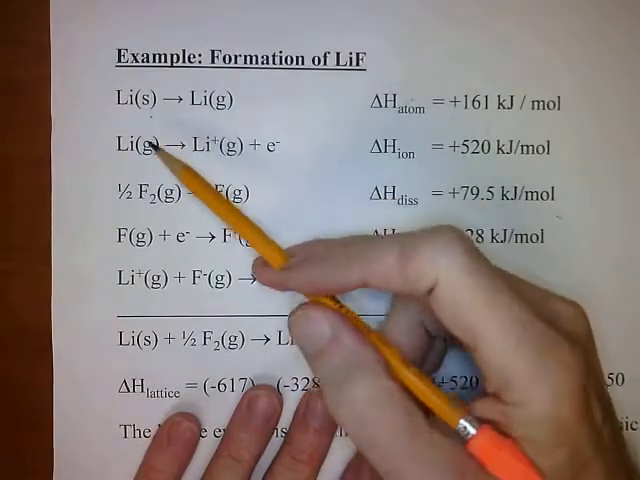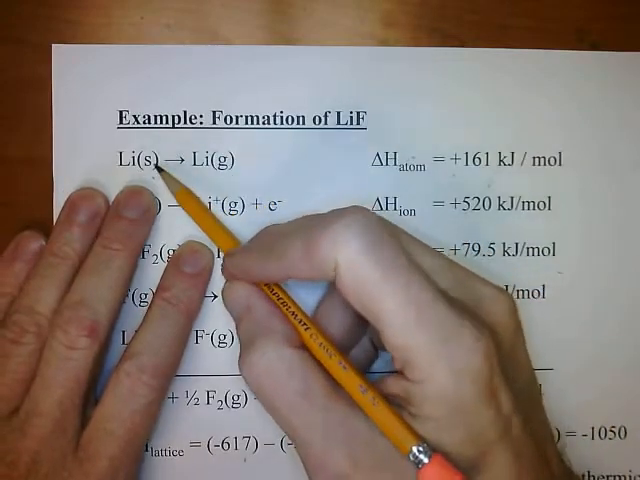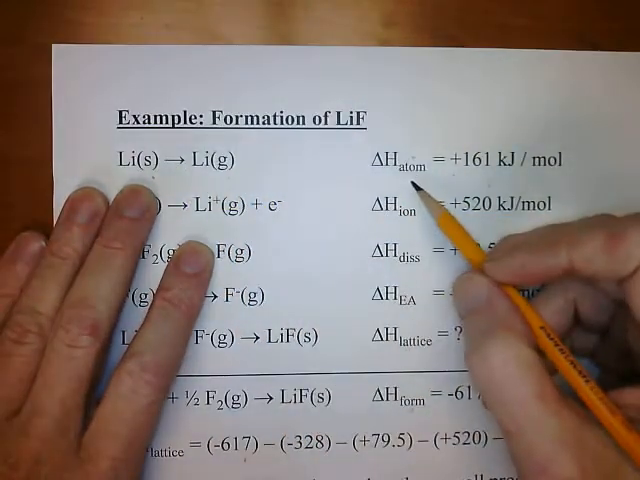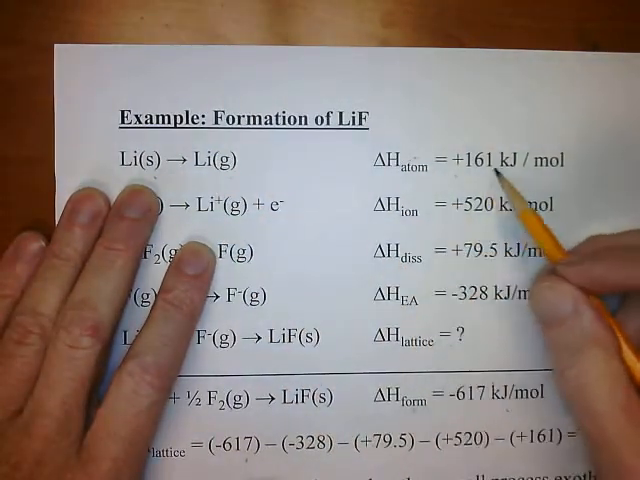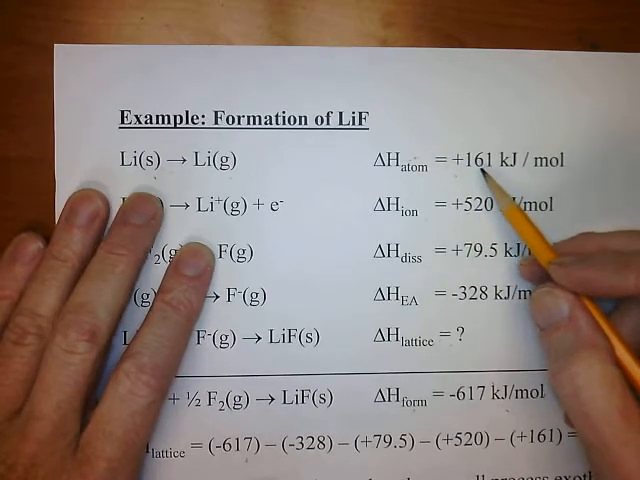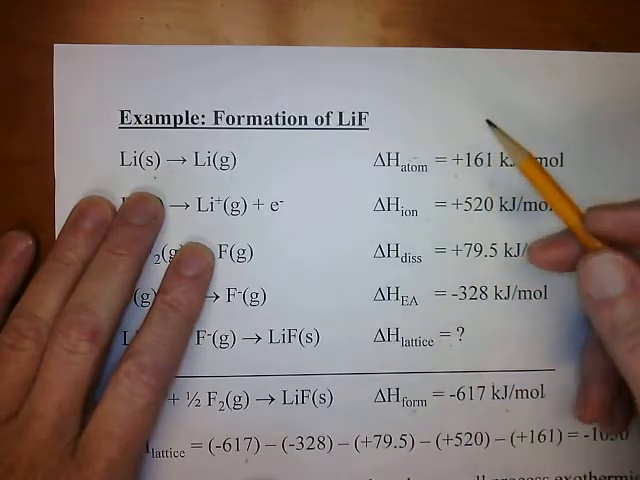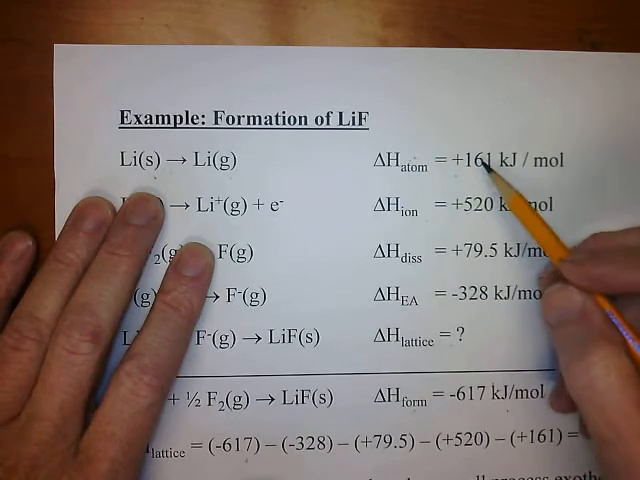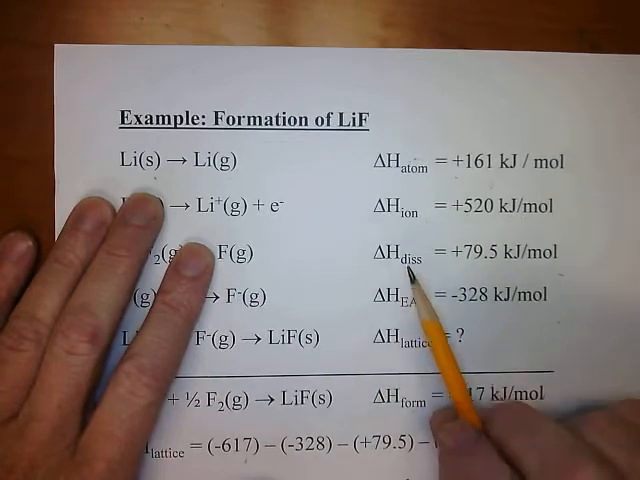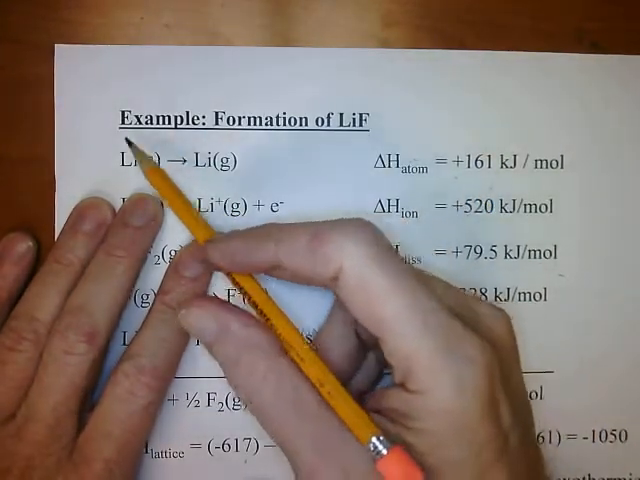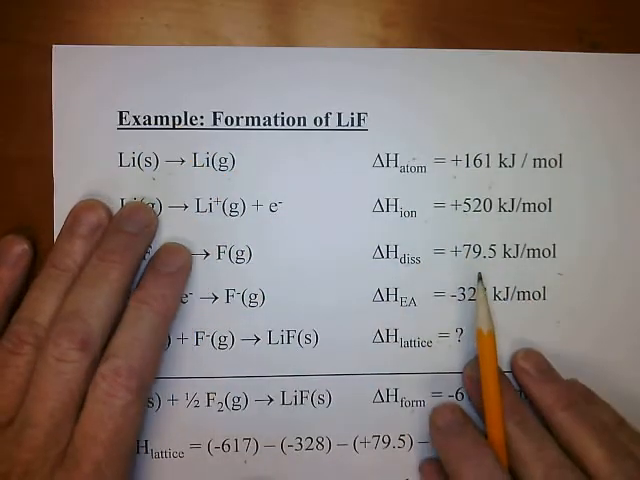In the first step, we have the formation of gaseous lithium from solid lithium. In other words, this is the atomization or the vaporization of lithium from solid to gas. That's positive 161 kilojoules per mole. Now you might remember that a positive enthalpy change indicates an endothermic reaction. So this is endothermic. This is energy that we have to put in basically to break apart the force of attraction between the lithium atoms in the solid state.